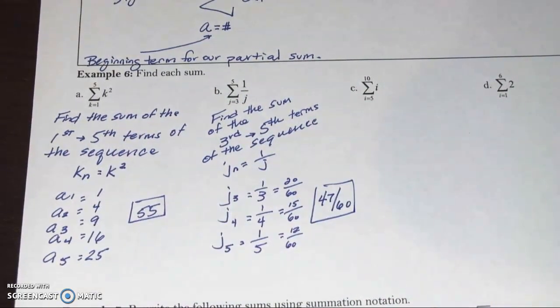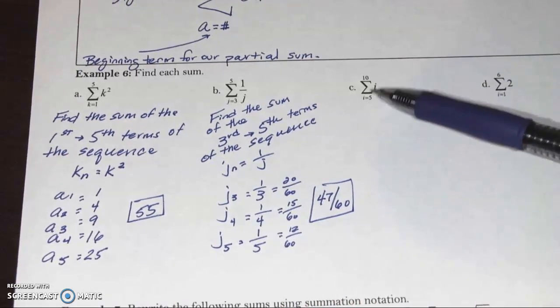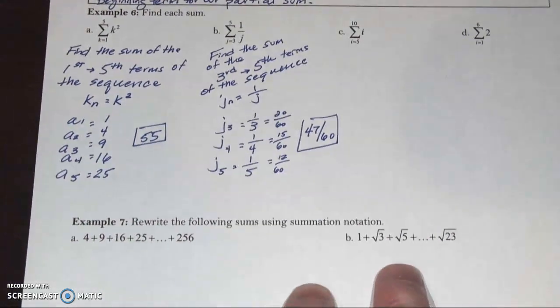Fantastic. So at least now we know what they're asking us for. This would ask us from the 5th to the 10th term of this sequence. This is the first 6 terms of this sequence. Interesting, this doesn't have a variable. Might need to consider what's going to happen here, but you guys will do C and D. There's a little bit of an assignment here.